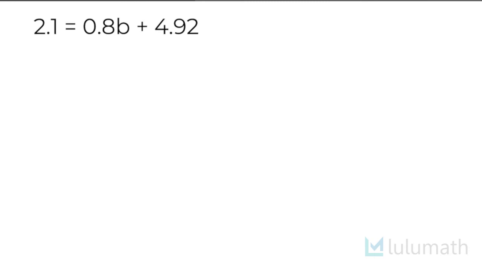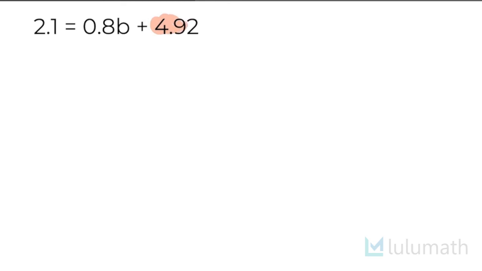Okay, in our last example, we have our two sides of our equation. We've got 2.1 on one side, and the other side is 0.8b plus 4.92. Looking at this, we can see that 2.1 is a constant as well as 4.92, and that 0.8b is our variable. This time our variable is on the right side, so we want to get rid of the constants on the right side so we can have variables on one side and constants on the other side.